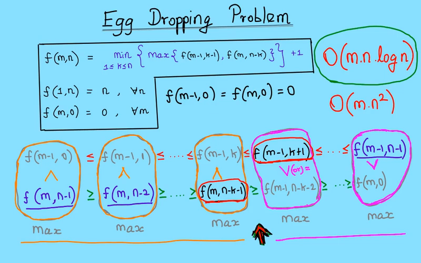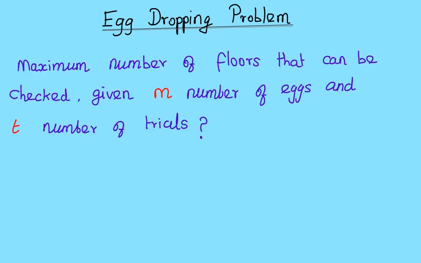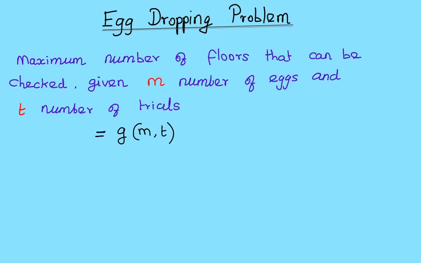Now let us approach the problem in another way, and this is where the story gets interesting. Let us ask the question: what is the maximum number of floors that can be checked given m number of eggs, and we are allowed to do t number of trials? Let that be g of m comma t. So g of m comma t is the maximum number of floors that can be checked with m number of eggs and t number of trials.